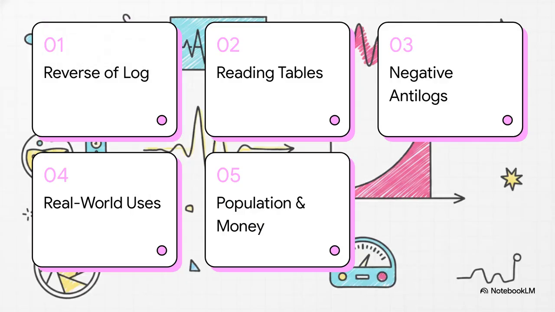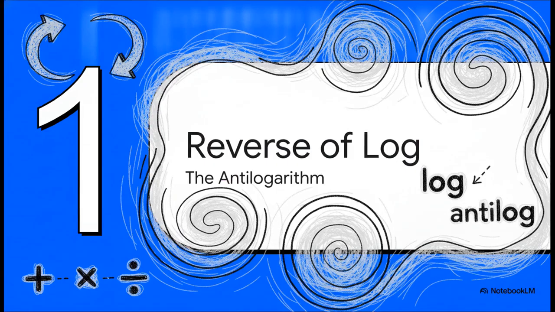All right, here is our game plan for today. First up, the reverse of a log, the anti-log. Second, how to actually read an anti-log table. Third, we'll tackle the anti-log of negative numbers. After that, real-world applications. And finally, we'll look at population and depreciation. Okay, let's jump right into Section 1, reverse of log, anti-log.